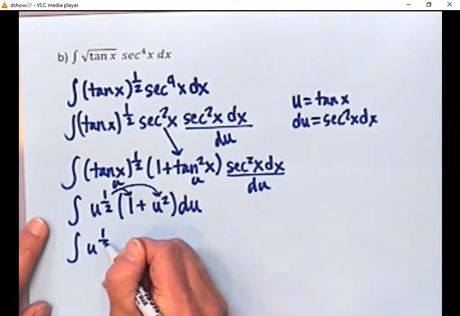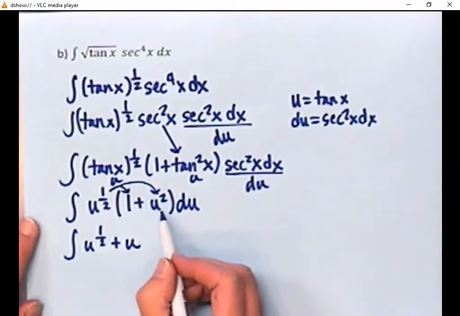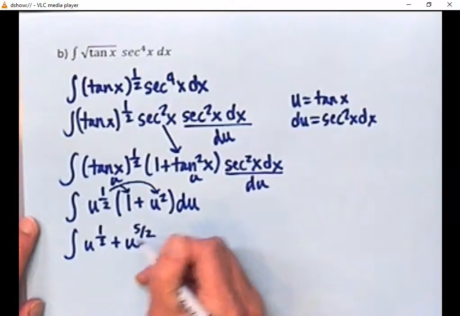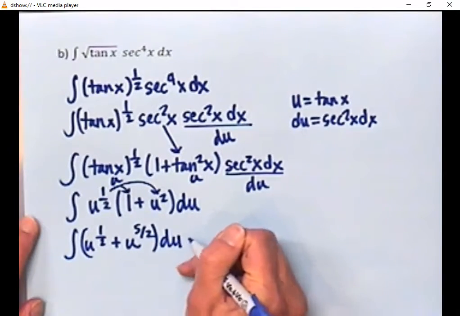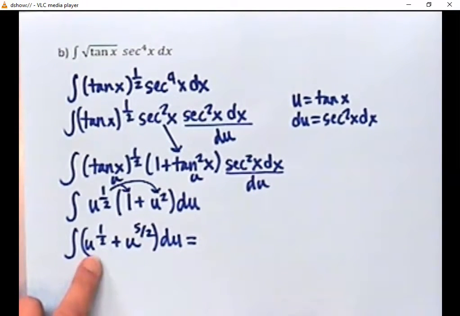So that'll be u to the 1/2 plus u to the, what's u to the 1/2 times u squared? Yeah, 2 plus a half is 5 halves, or 2.5, right? So this is 4 halves and 1/2 is 5 halves. Good, that's exactly right. So now we just need to integrate this. So u to the 1/2 plus u to the 5 halves du. So let's see what we get when we integrate. Jeff, what are we going to get here? What the new powers will be?